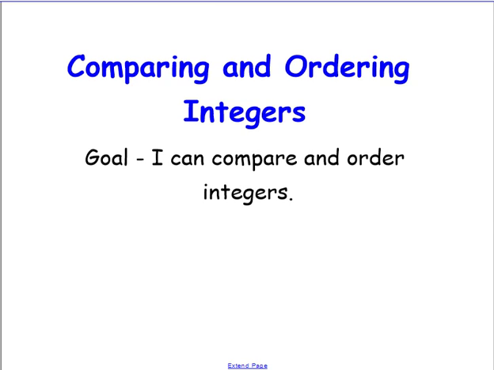In this lesson, we're going to talk about two different skills. So we're going to talk about comparing integers, and we're also going to talk about ordering integers. So your goal for today is I can compare and order integers. Again, we need to remember what integers are. They are positive and negative whole numbers. So everything from negative a million all the way to a million and even beyond that.